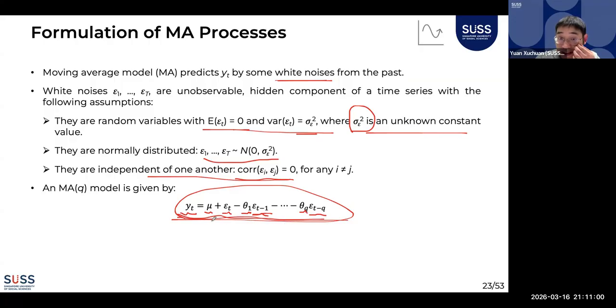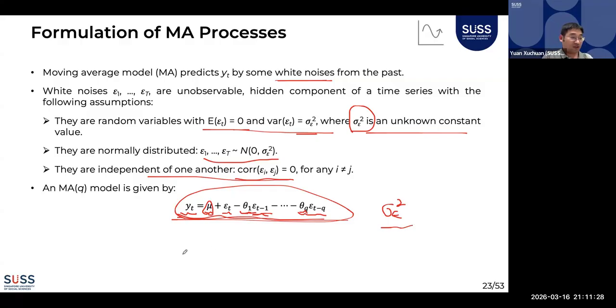When you estimate this, you need to estimate mu if it is not a centralized series, and you need to estimate all the coefficients and also this sigma squared, the variance of the random term.